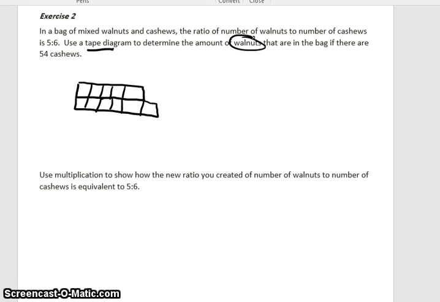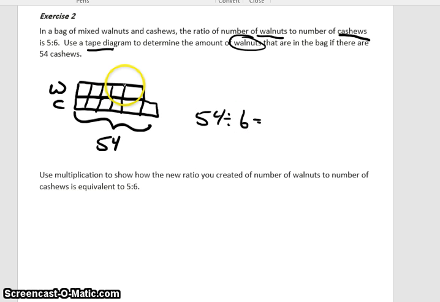Now, order is important, remember. We have the number of walnuts to the number of cashews. Since walnuts came first, the 5 came first, that's why those are walnuts. Cashews came second, so the 6 has to be your cashews. It says to use a tape diagram with 54 cashews, so all of this has to give me 54. If all this is 54, and I've got 6 boxes, it's a division problem. 54 divided by 6 gives me 9. So I know each box is worth 9.